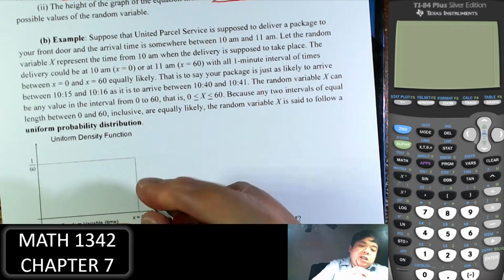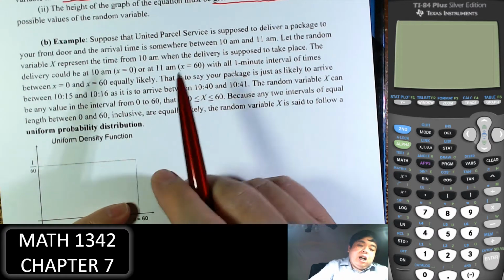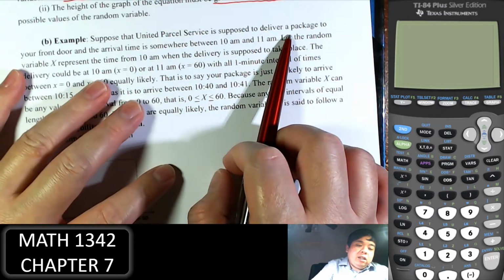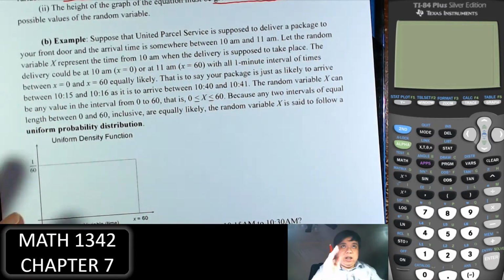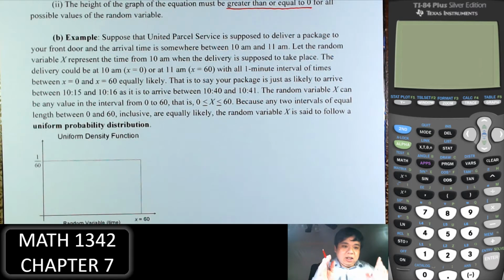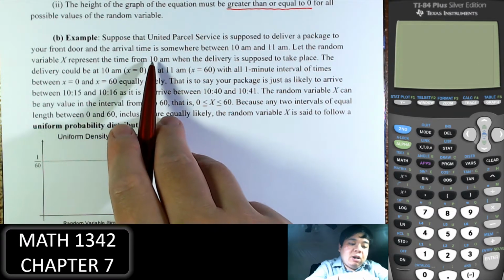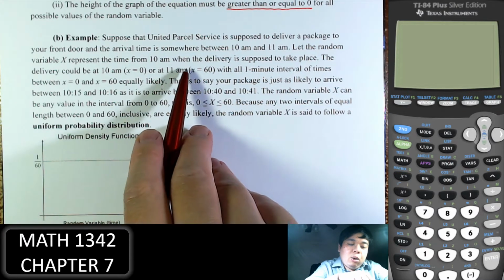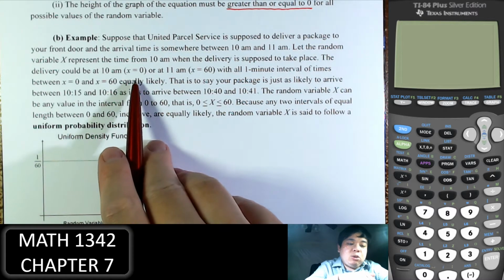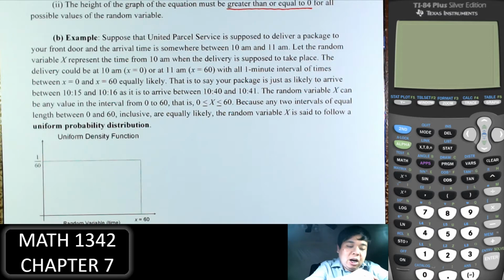Right, let's look at what we call the uniform probability distribution. Suppose UPS is supposed to deliver a package from 10 to 11. So anytime from 10 to 11. So it is a continuous variable. Let the random variable x represent the time from 10 when the delivery takes place. So if we let x equal 0, then it will be 10 a.m. x equal to 60 will be 11 a.m. 1 minute interval.